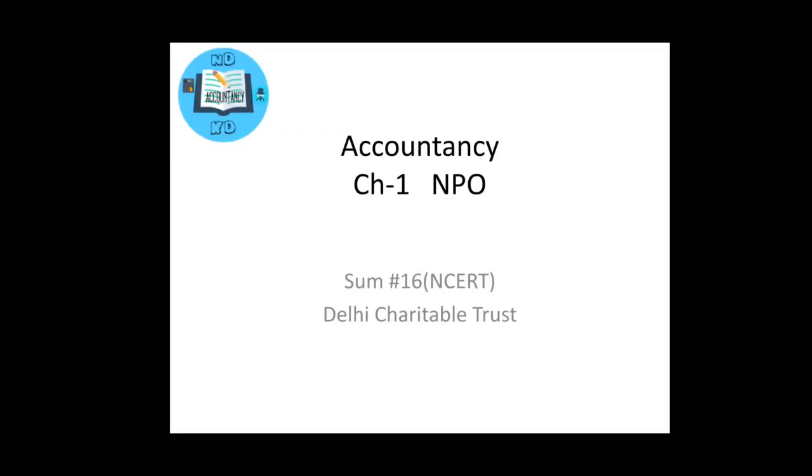Welcome back. Now we are going to start with sum number 16 of not-for-profit organization. First I will read the sum. Following receipts and payments account was prepared from the cash book of Delhi Charitable Trust for the year ended on 31st December 2017. The balance sheet is given and the items are given.